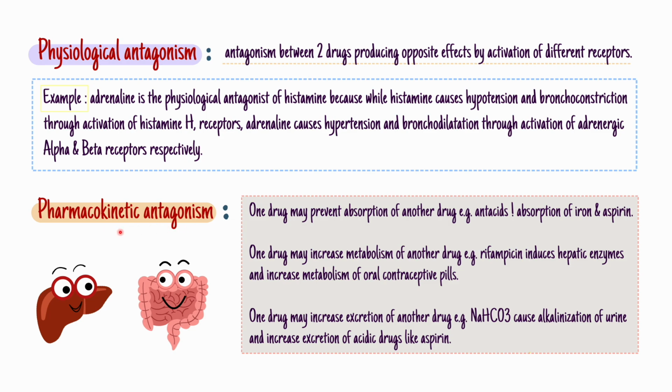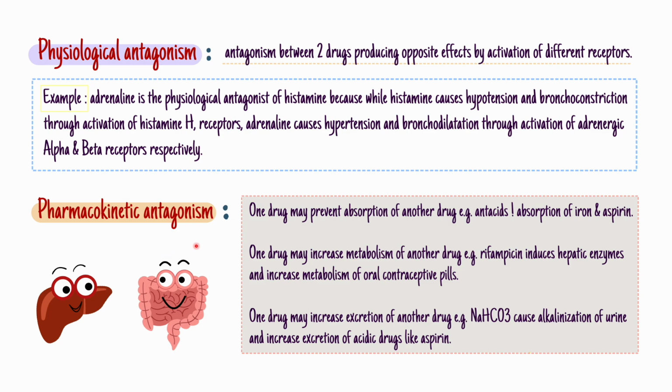Pharmacokinetics, we will discuss in further videos, and I have already discussed in the first video that pharmacokinetics is what the body does to the drug, and it is divided into 4 main parts: absorption, distribution, metabolism, and excretion, which means that one drug will affect the absorption or the distribution or the metabolism or the excretion of the other drug, and this is called pharmacokinetic antagonism. We will take an example for each one of these effects.